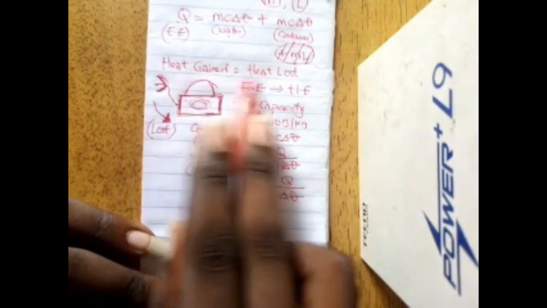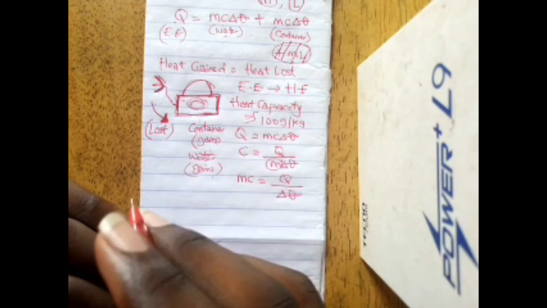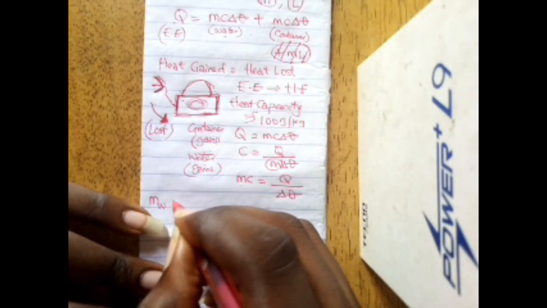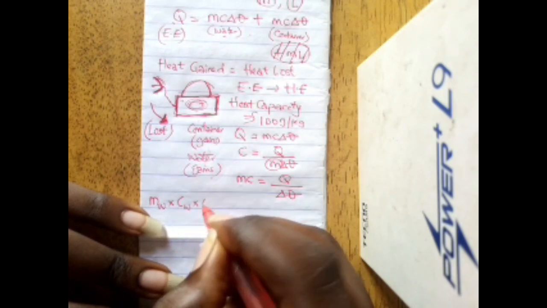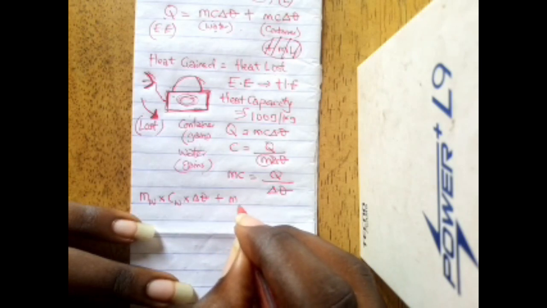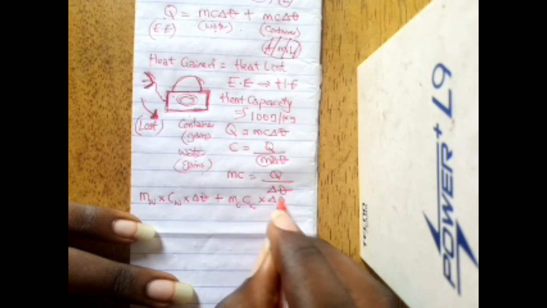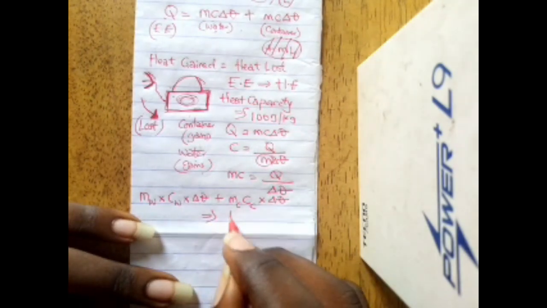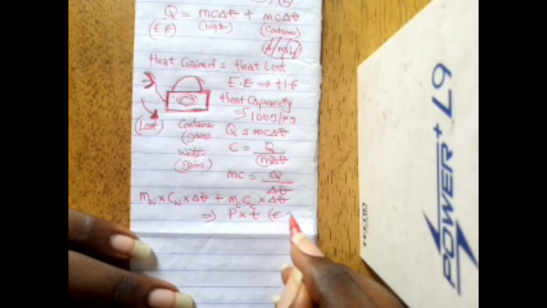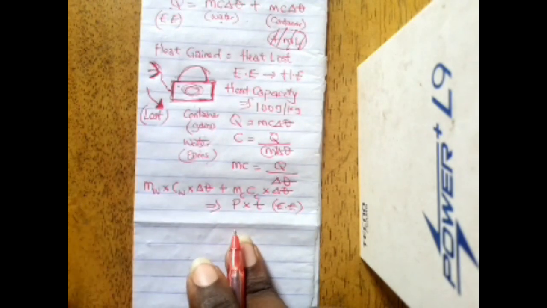So using this equation now, heat gained equals heat lost. Our heat gained, that is mass of water, specific heat capacity of water, temperature change, plus mass of the container, specific heat capacity of the container, multiplied by temperature change, is equal to power multiplied by time, which is the electrical energy lost. Electrical energy is power multiplied by time.